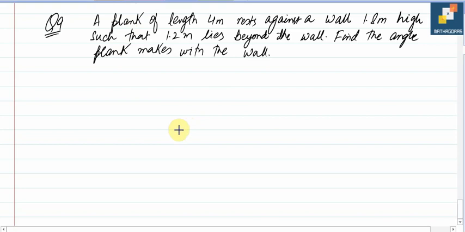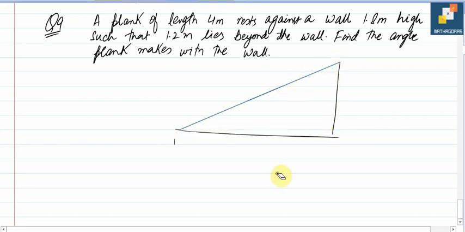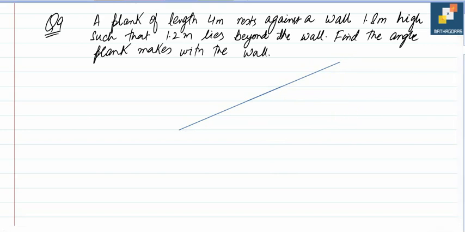So basically there is a plank that is resting against a wall, but it rests in such a way that 1.2 meter lies beyond the wall. Now that is the key point. If you draw your triangle like this, then it is wrong, right? So how do you need to draw? We need to draw like this. And why we need to draw like this, I will explain to you.